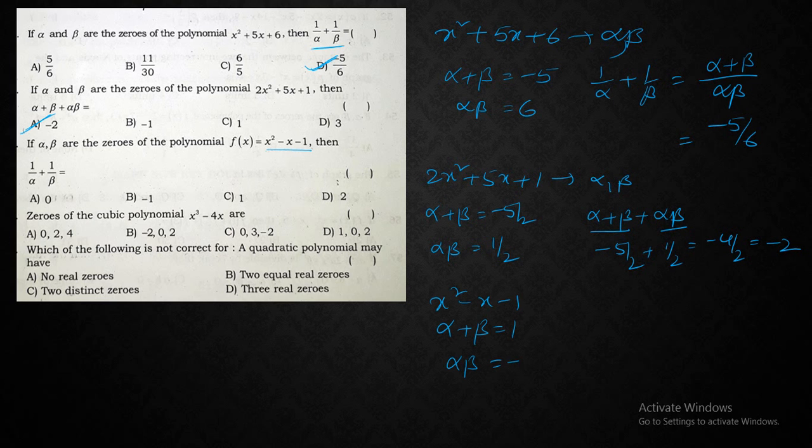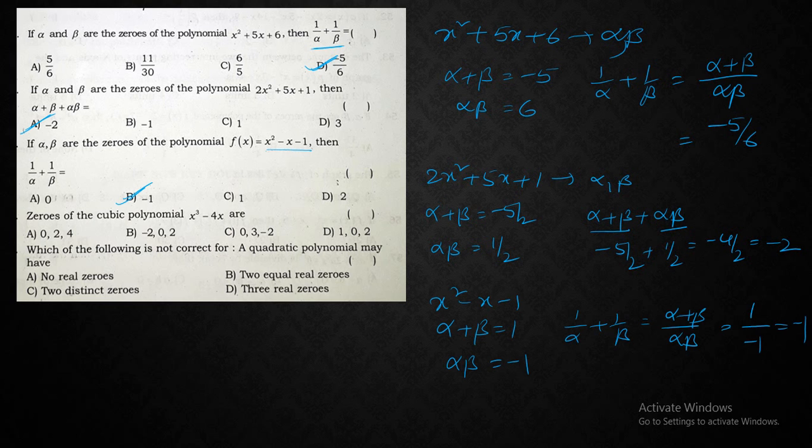Product of zeros is minus 1. Now what did he ask? So 1 by alpha plus 1 by beta. 1 by alpha plus 1 by beta is nothing but alpha plus beta by alpha beta. So when I substitute the values, alpha plus beta is 1, alpha into beta is minus 1. So overall value is minus 1.